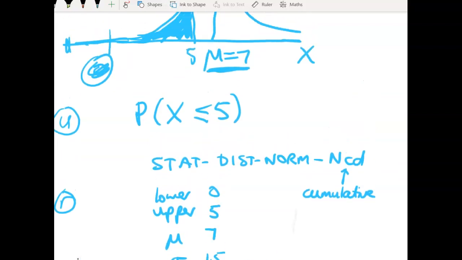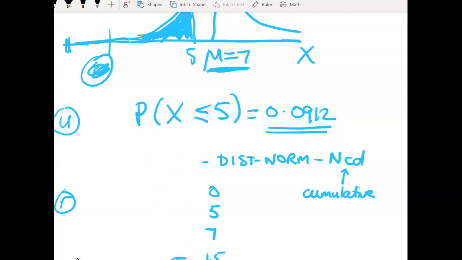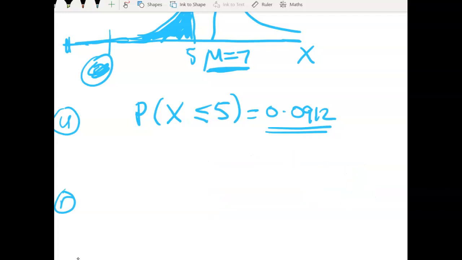And that will find me that probability, and we get 0.0912. Okay, so that's cool if we've got our graphics calculator, but we're going to need to understand how to solve problems using the tables later on anyway, so we might as well practice on this easy one.